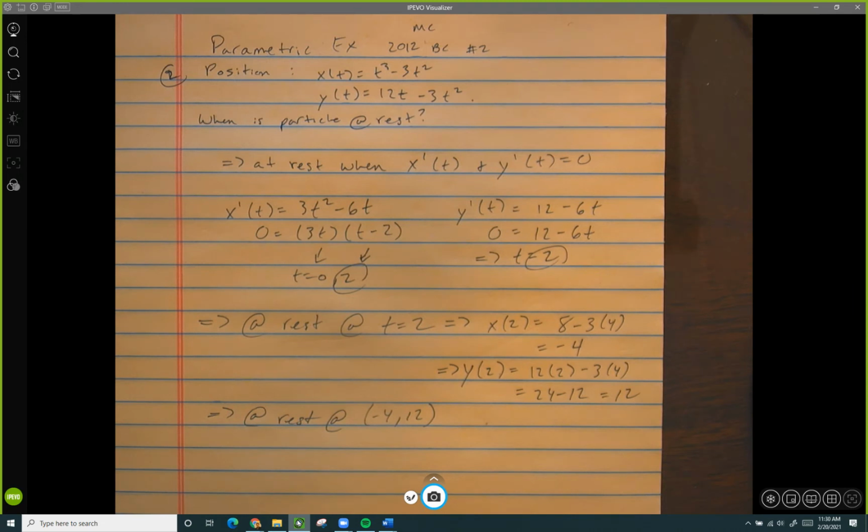Did anyone look through the test and find another parametric example that we should cover?